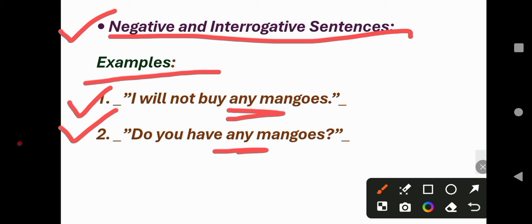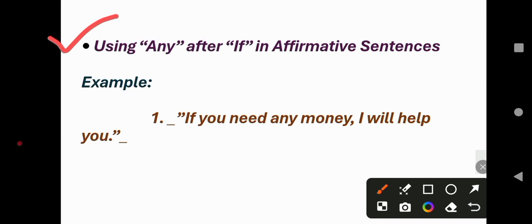So the difference between some and any: some is used in affirmative sentences to indicate a certain quantity or degree, while any is used in negative and interrogative sentences to indicate an absence or uncertainty of quantity or degree. You got this? So the next one is not a second point but also part of the first point: using any after if in affirmative sentences.